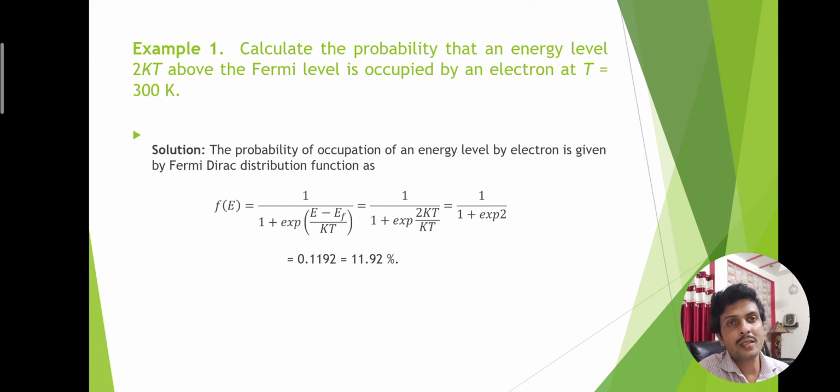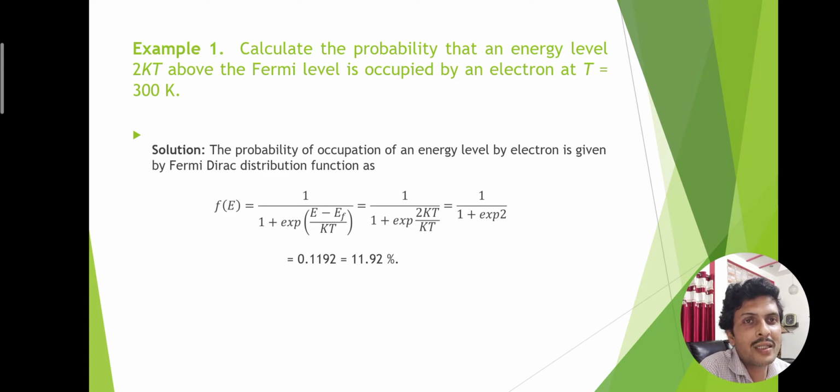So for this calculation, we need to recapitulate the equation of the Fermi energy level. That means the equation related to the Fermi-Dirac distribution is f of E equal to 1 by 1 plus exponential E minus EF by kT. Now what is EF? EF stands for the Fermi level, and this Fermi-Dirac equation is telling us the probability of occupancy of an electron at a particular energy level capital E.